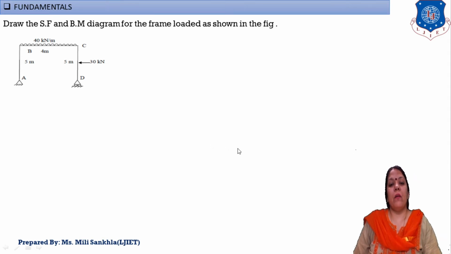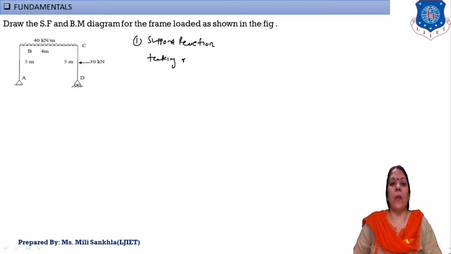Okay, and to draw the SF and BM diagram, first of all we find out the support reaction. So mention here, first step is support reaction. Support reaction is always found with respect to any reference point. Suppose here I take support A, so mention here taking moment about A, and simply compare anti-clockwise moment with clockwise moment.